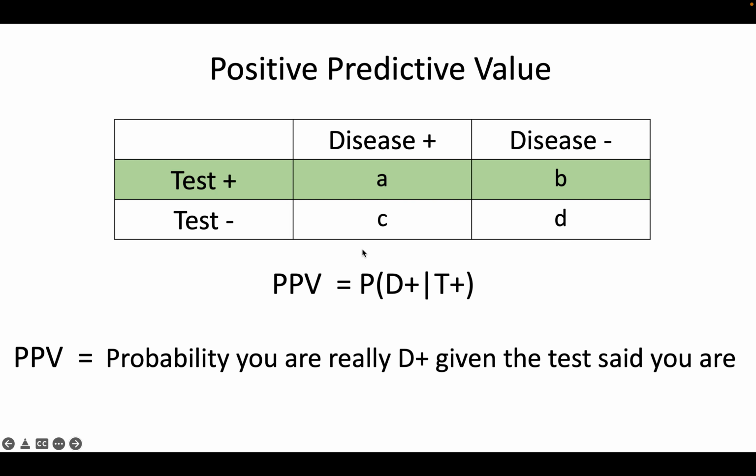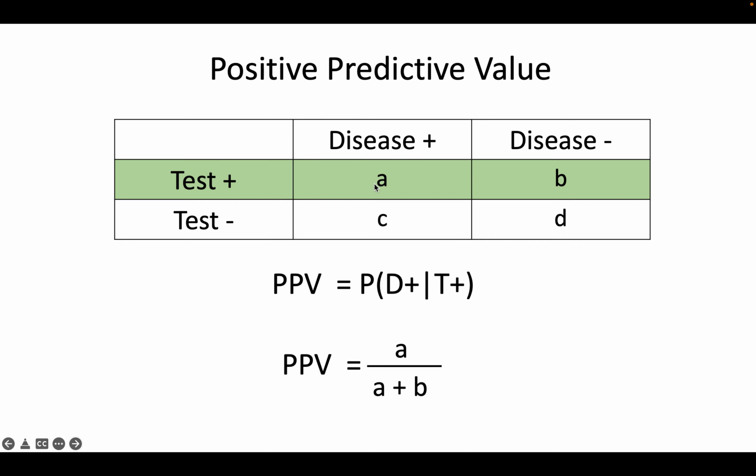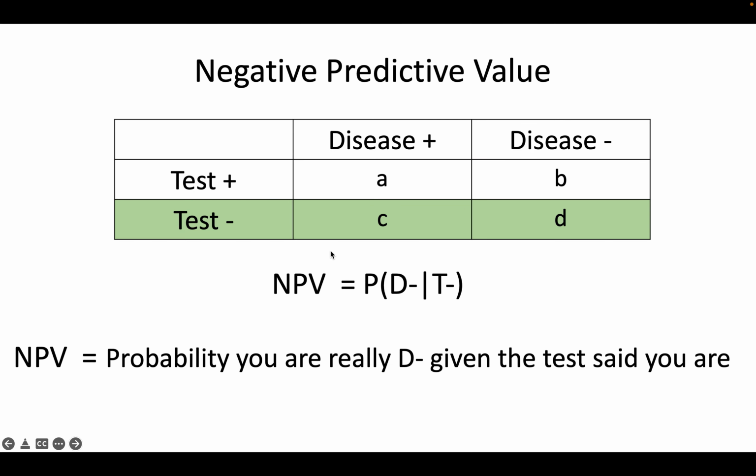Positive predictive value is the probability that you are disease positive given the test said so. So it's the number that are true positives over all that the test said were positive. A over A plus B. And negative predictive value is the probability that you are disease negative given the test said you were disease negative.